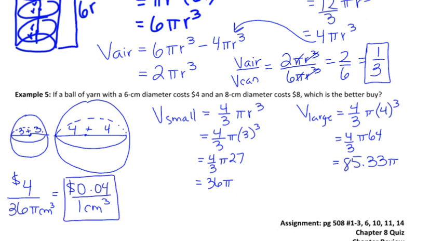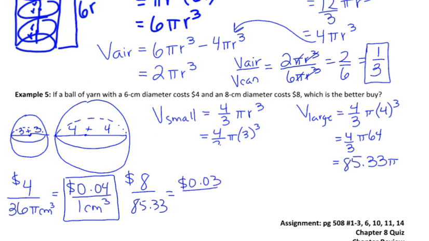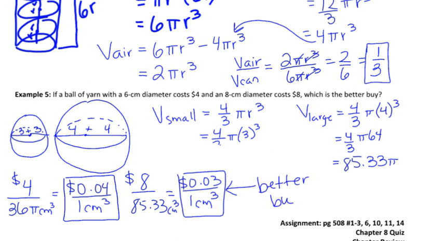Now we want to do $8. Yes, $8 over 85.33. Divide those two. I'm just going to erase this to leave some room. And we get 3 cents per 1 centimeter cubed. So the better buy between the two would be the $8 ball of yarn. So this one is a better buy. Less money per cubic centimeter.